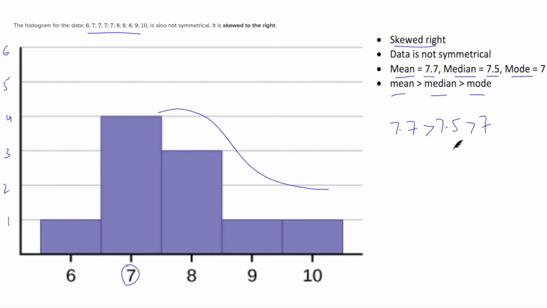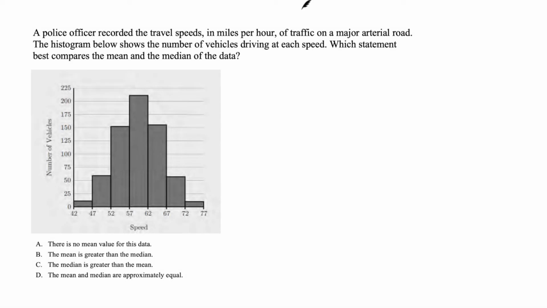These are some of the things that you should immediately understand whenever you have got a graph which is skewed either to the right or to the left. Now that we have looked at the various shapes of graphs, it's time to do some questions. A police officer recorded the travel speeds in miles per hour of traffic on a major arterial road.